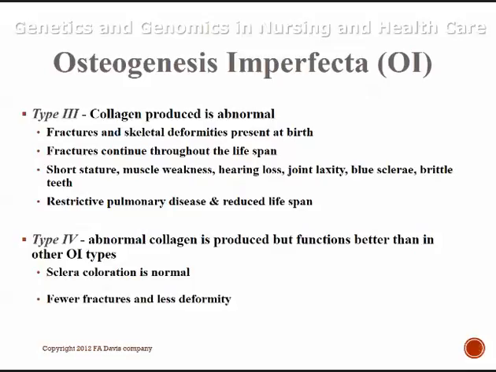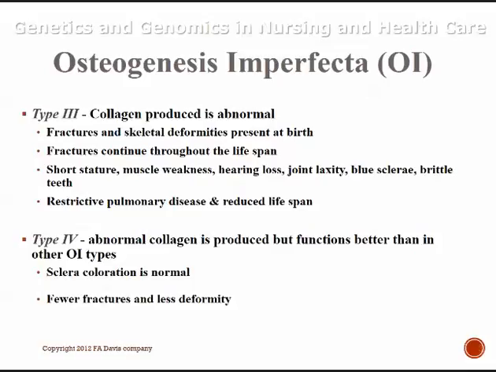Type 3, collagen is produced, but it is abnormal. So there are fractures and some skeletal deformities present at birth. Fractures continue throughout the lifespan. Children affected with OI type 3 are short in stature. They have muscle weakness, hearing loss, joint laxity, blue sclera, brittle teeth, restrictive pulmonary disease, and a reduced lifespan.